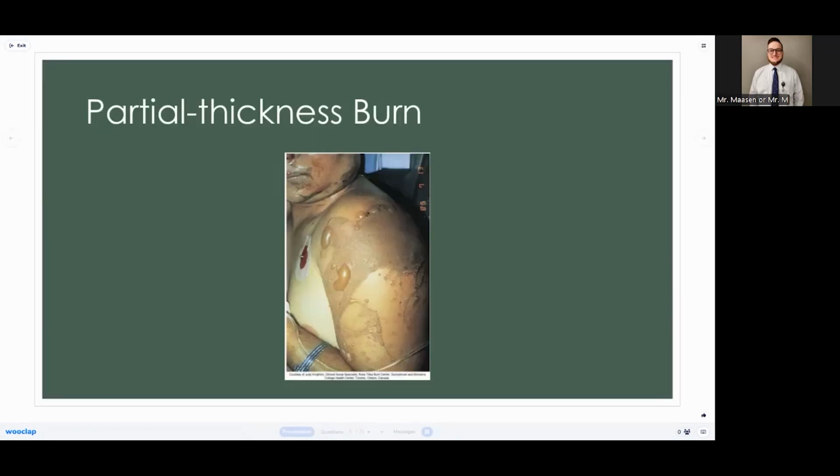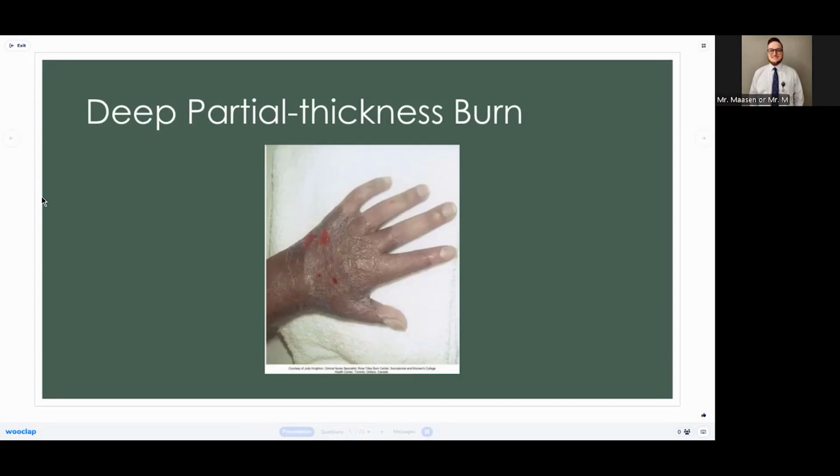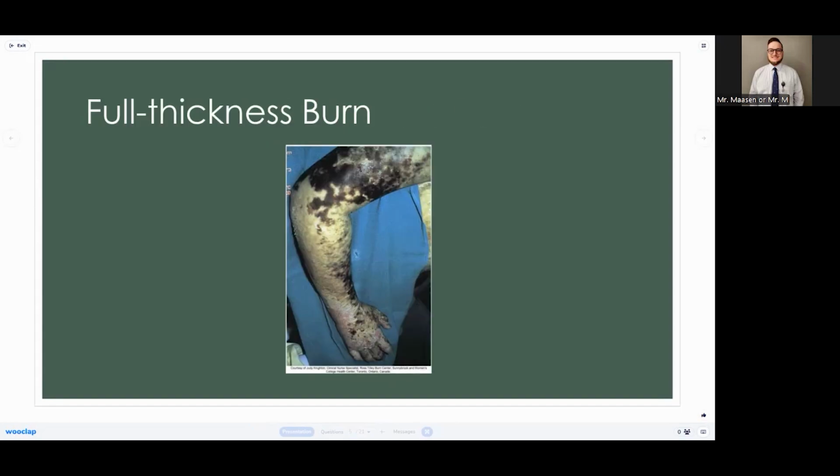Partial thickness burn, you can see layers of skin removed. We've got blistering happening. Deep partial thickness burn, again more into the third, fourth degree burns. You can see the skin looks almost dry. There's some redness there, with severe loss of skin layers. Full thickness, this would be working into still third degrees.